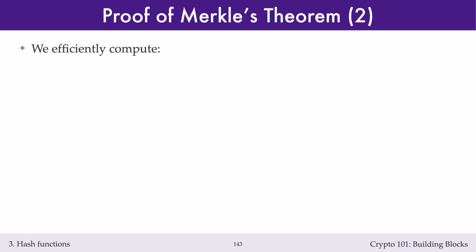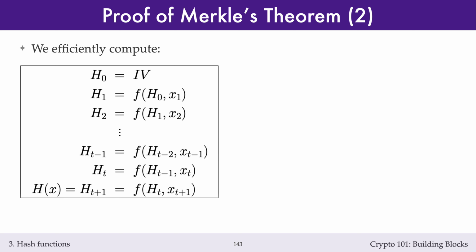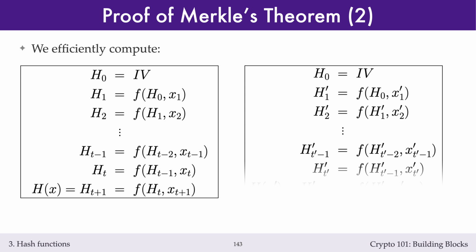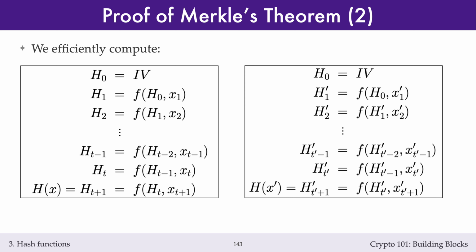When we hash X, the chaining variables are H0, H1, H2, up to H(T+1). And when we hash X', the chaining variables are H0, H1', H2', up to H'T', H'(T'+1). Since H of X equals H of X', the last two chaining variables are equal to each other, and so H(T+1) equals H'(T'+1).